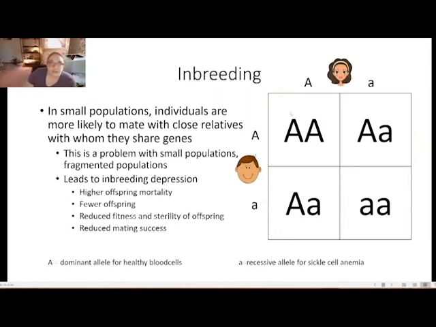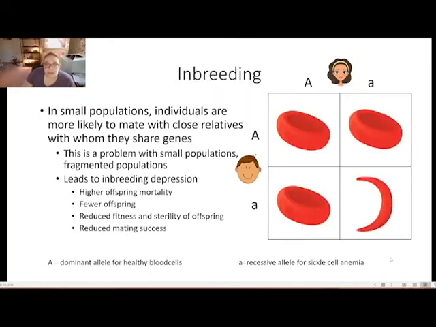So the father passes on a big A, little a, mother passes on big A, little a. Now, maybe you have something like the trait for sickle cell anemia, where it's fine to be big A, little a, and it's fine to be big A, big A. But once you get to be little a, and you have two recessive alleles for sickle cell anemia, now your child has that as well.